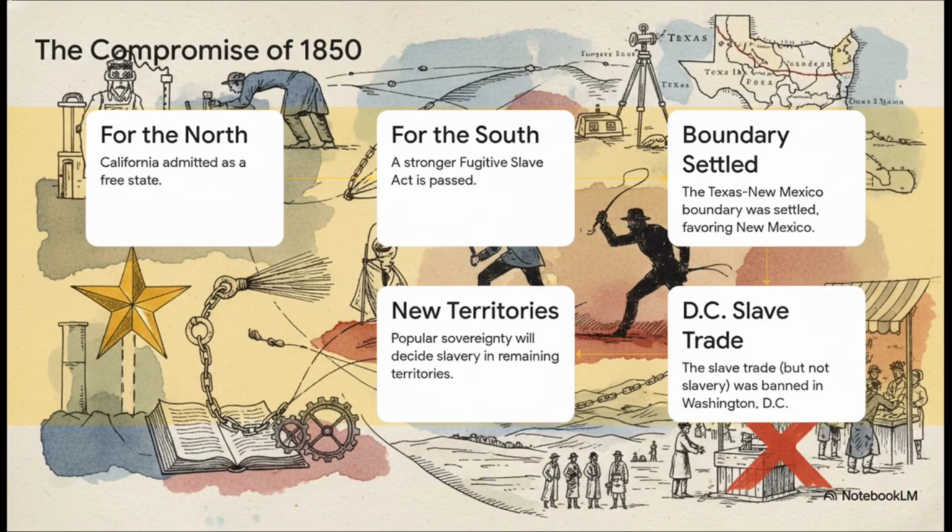So Clay's giant bill? It failed. But then Senator Stephen Douglas had a clever idea. He broke the bill up into 5 separate pieces and managed to get every single one of them passed. The final deal was a really delicate balancing act. For the North, California became a free state, and for the South, a powerful, brand-new Fugitive Slave Act. It was a deal that a lot of people were really hoping would save the Union.